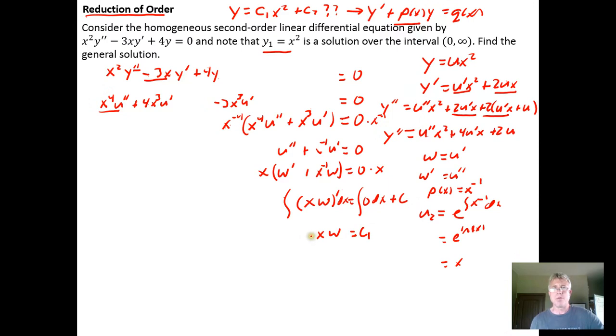And now I want to get the w by itself, so I multiply both sides by x to the negative first power, which is going to give me w equals c sub 1 x to the negative first power.